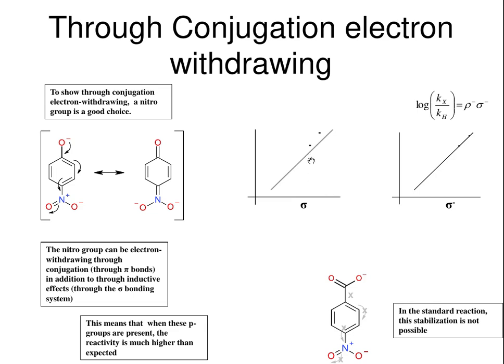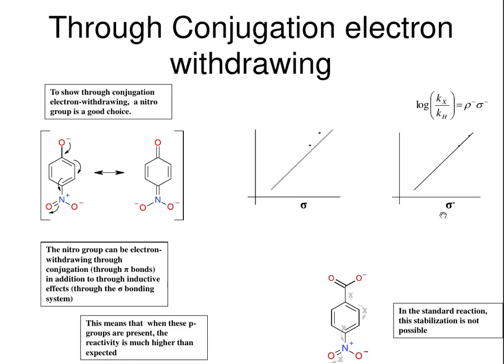And so due to this through-conjugation electron withdrawing, we find that these points are not on the line, because through-conjugation electron withdrawing happens on the y-axis, it does not happen on the x-axis. So the problem is, what do we do? And the thing is that our standard is not correct for this particular case. If through-conjugation electron withdrawing is possible through to a reaction center, we've got to use a different standard. And to get a straight line, instead of using sigma values, we use sigma minus values.